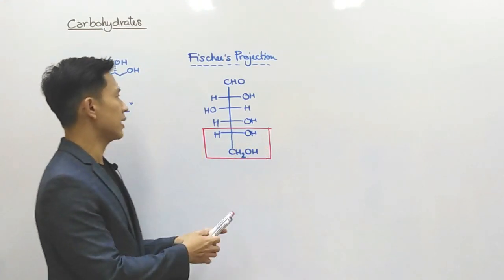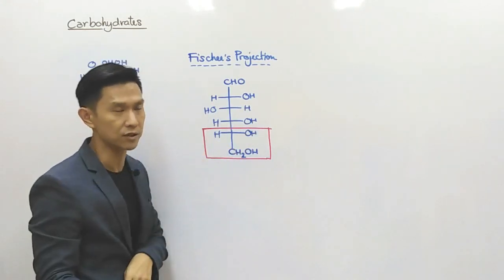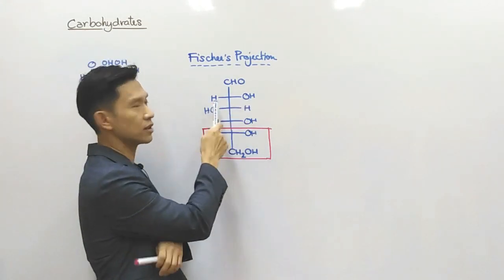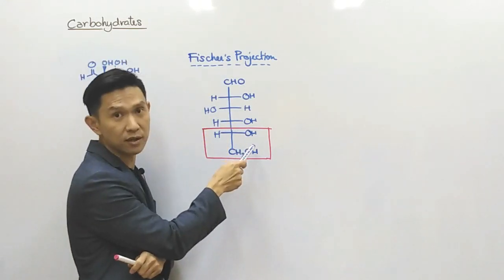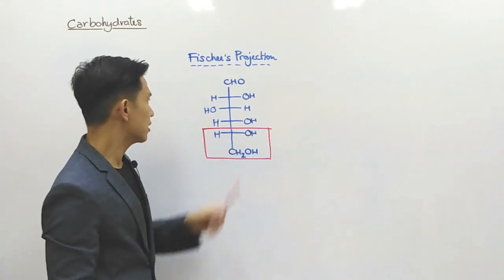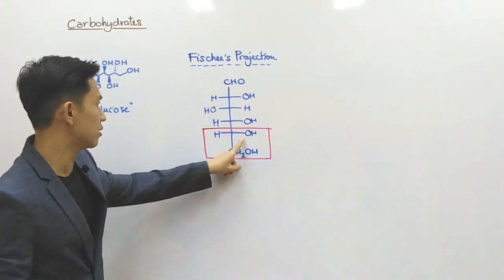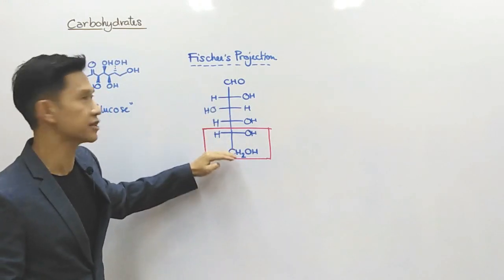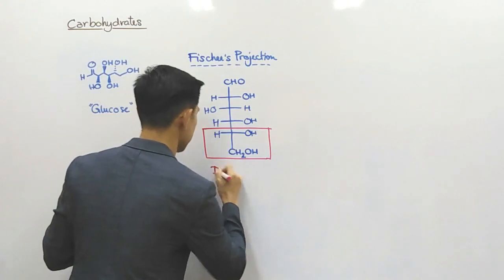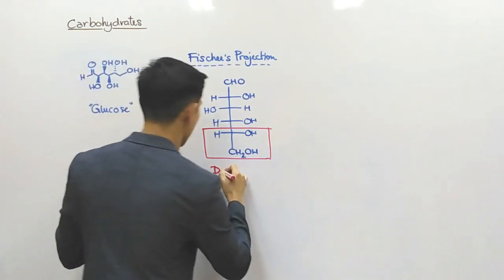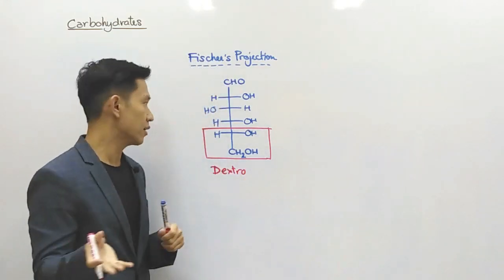So an enzyme may switch the OH from here to the left, creating galactose. Switch this OH to the left and produce mannose. But they never switch the OH here to the left. So this glucose, these saccharides, contain OH on the right. The last stereogenic center pointing OH on the right is called D isomer. D stands for dextro, which means right hand.